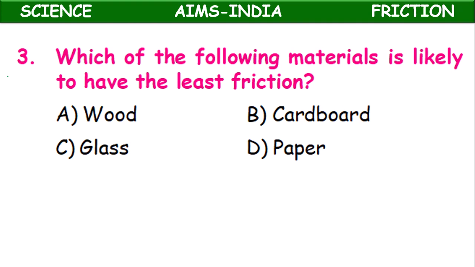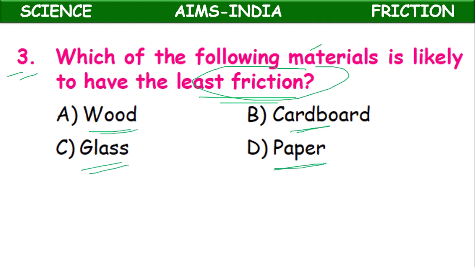Next, the third question. Which of the following materials is likely to have the least friction? Out of the four options, wood, cardboard, glass, paper, if we compare the smoothness of all these materials, glass will be smoother than the remaining three. So glass will show the least friction compared to the others.